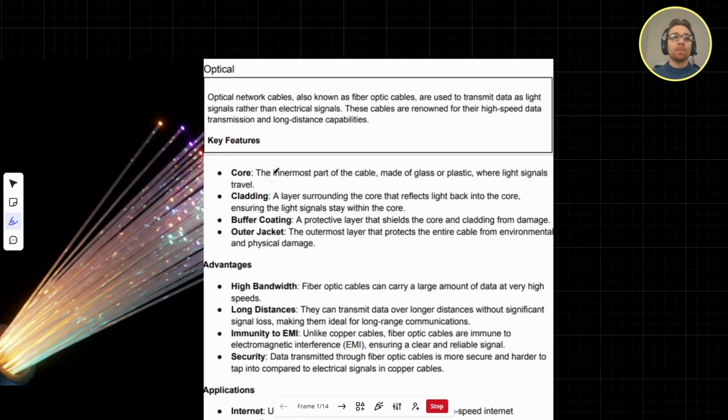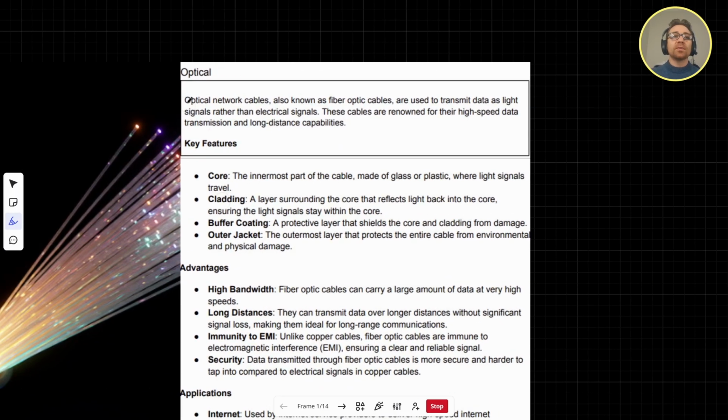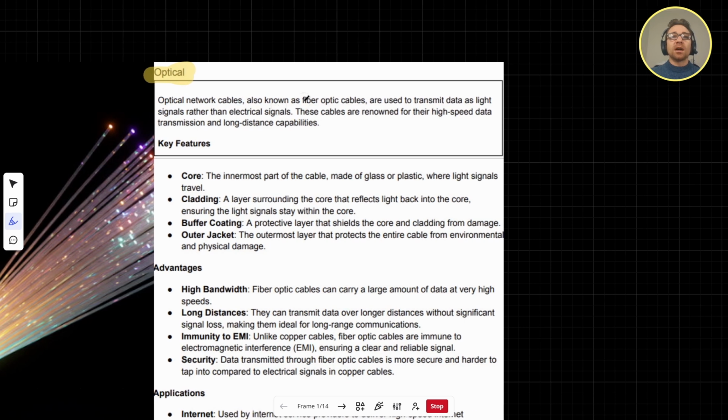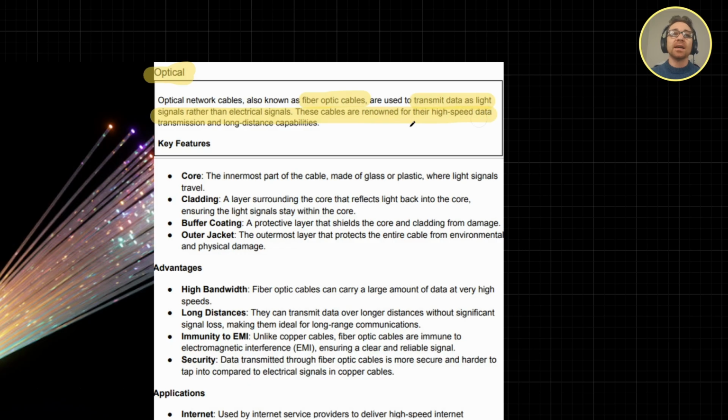And then we come to optical, all right? So we come to optical, which is right here, otherwise known as fiber optic cables. Either of those terms could be used in your exam. They're used to transmit data as light signals rather than electric signals. These cables are renowned for their high-speed data transmission and long-distance capabilities.